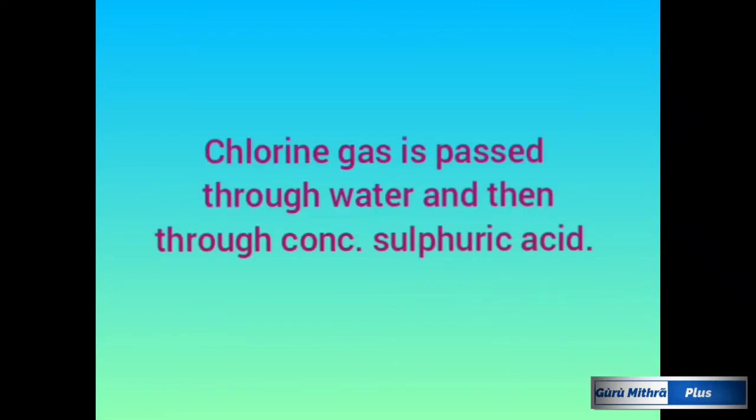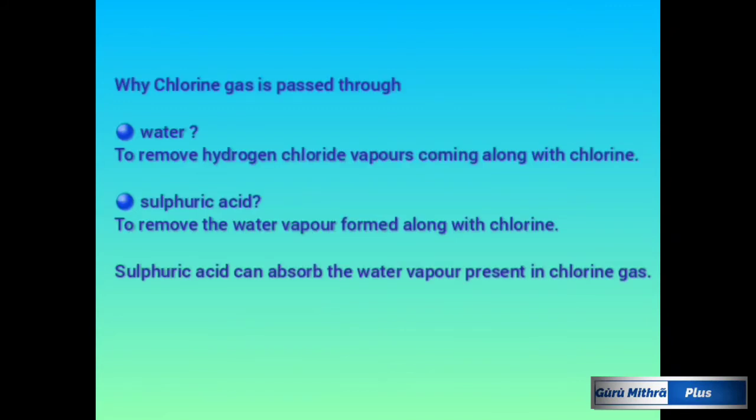Have you noticed that the chlorine gas produced is passed through water and then through concentrated sulfuric acid? Do you know why? Let us see. Why is chlorine gas passed through water? To remove hydrogen chloride vapors coming along with chlorine. Next, through sulfuric acid, to remove the water vapor formed along with chlorine. Sulfuric acid can absorb the water vapor present in chlorine gas.